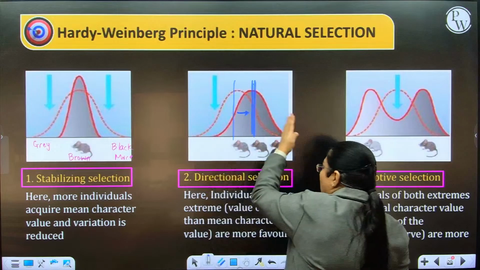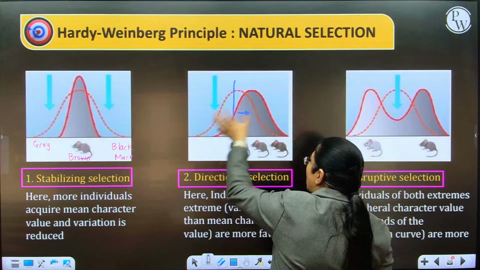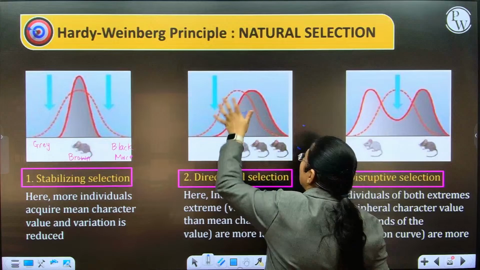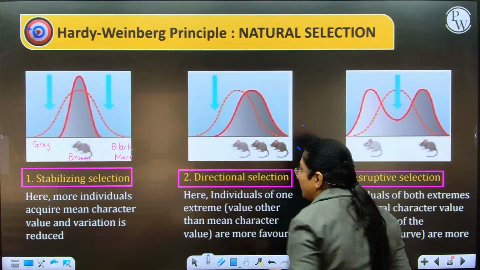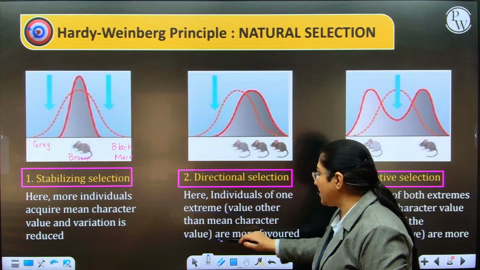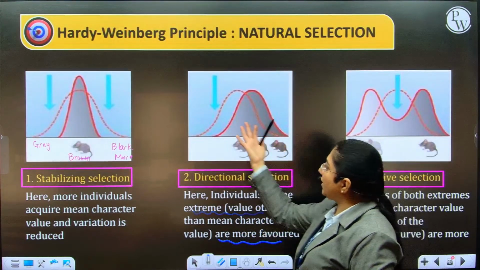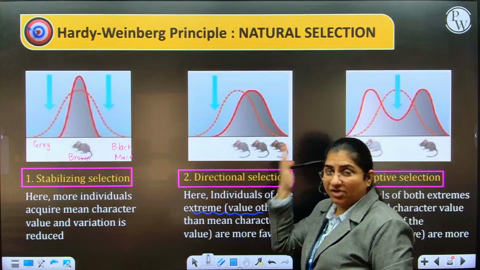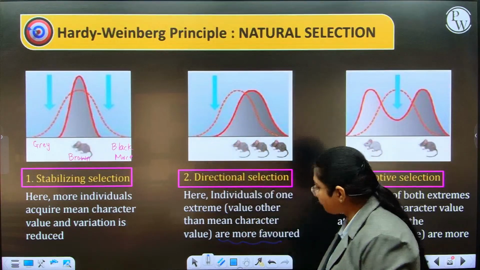So it is one of the two peripheral character values that is selected more as compared to the other. So you have individuals of one extreme value that are selected and more favored. So it leads to a shift in one direction, so it is called directional selection.